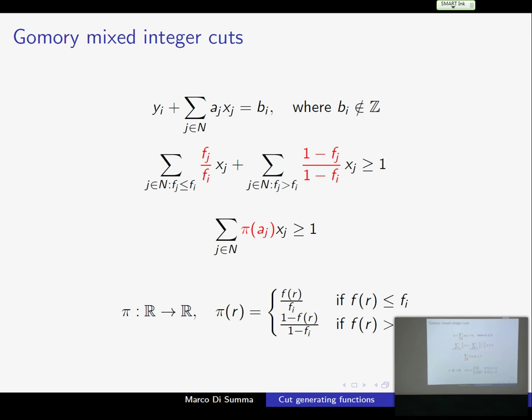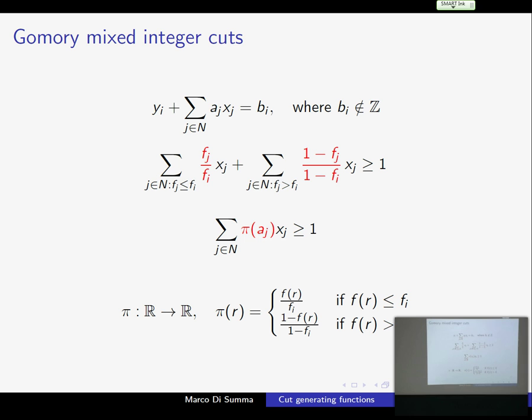Again, if bi is fixed, you have this function. This is a cut generating function. It means that you have a fixed function and you can apply it to every single coefficient of the non-basic variables. Just knowing this aj, the coefficient, you know what you have to write in the cut. Let me also mention, because I will recall this later, that GMI cuts use the fact that yi is integral, and use the fact that the non-basic variables are non-negative and integral. But you don't use the fact that yi is non-negative when you derive this cut. Let's just keep this in mind.